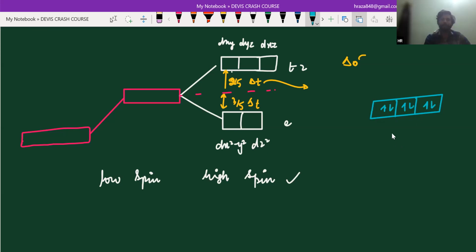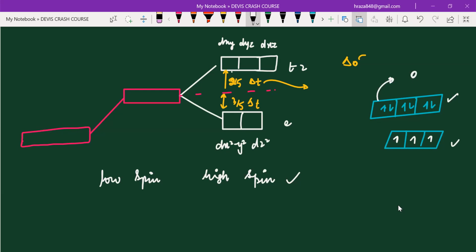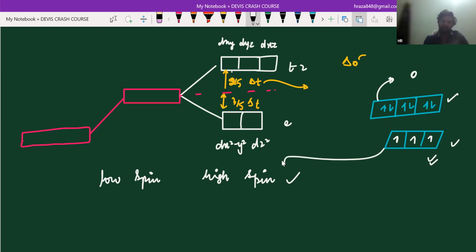If I'm going to ask you which one is having high spin, this one or this one? As you can see, they will cancel each other, so the spin will be zero here. Clockwise, anti-clockwise, they will cancel each other. But here you can see all the electrons are at spin up. That means it is of high spin, right?